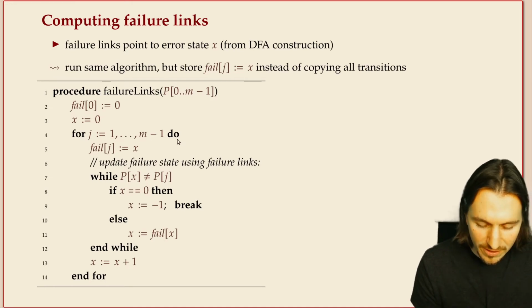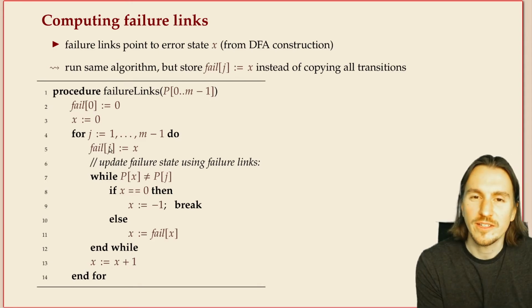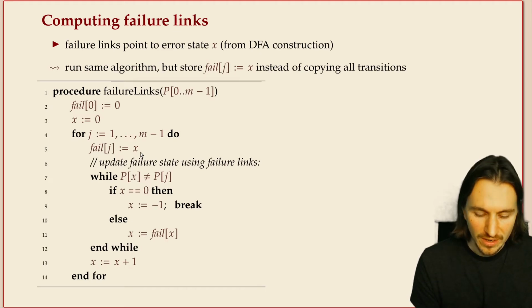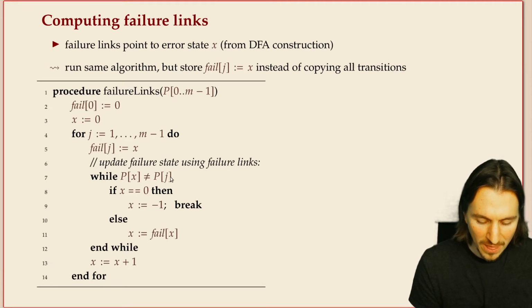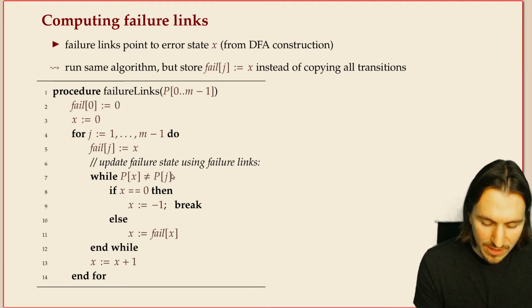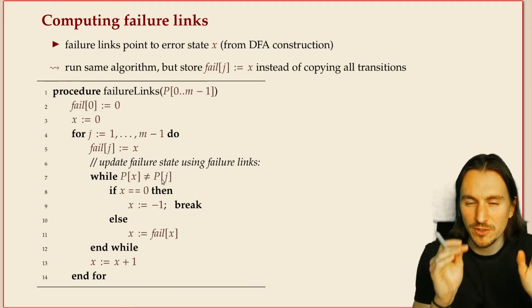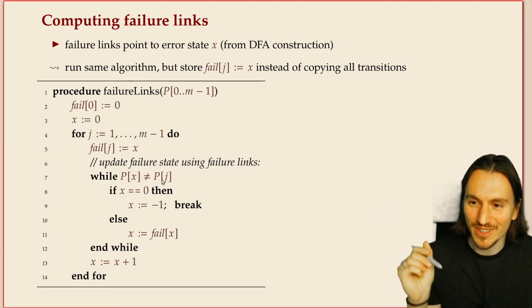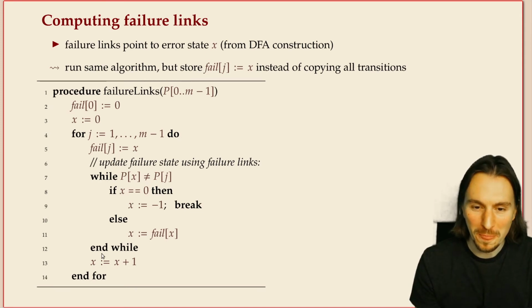And then we do something similar. We iterate through the pattern, and we set the current state's failure link to whatever x is at the time. And then we update x. So there's two options. If we can read the next character and it's the same as in the pattern, so we can extend the match, then we move with x along the match edge. And that means we just update x to x plus 1.